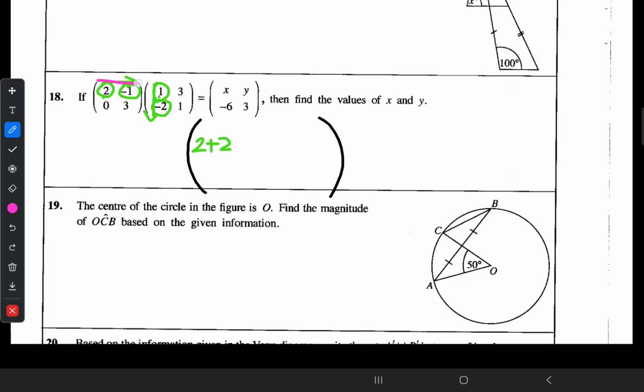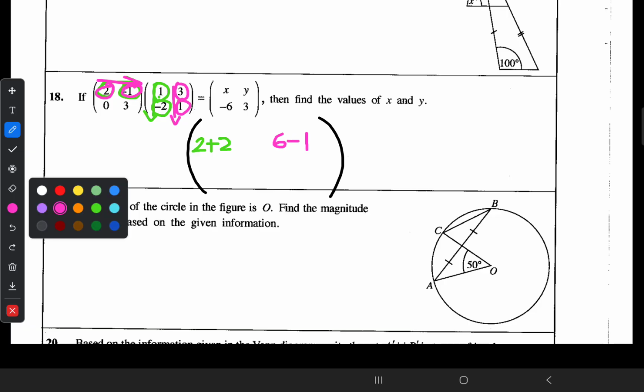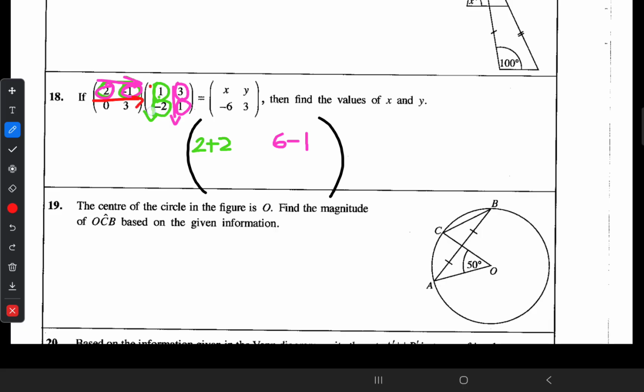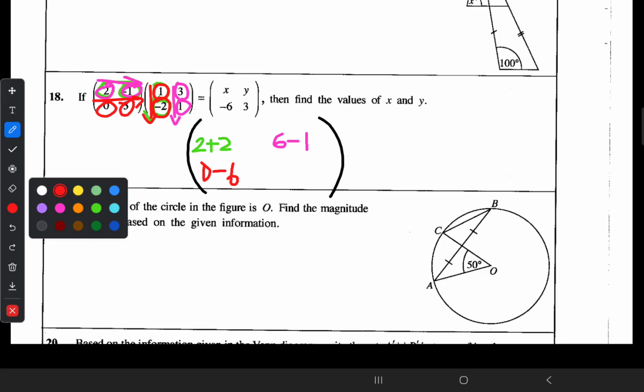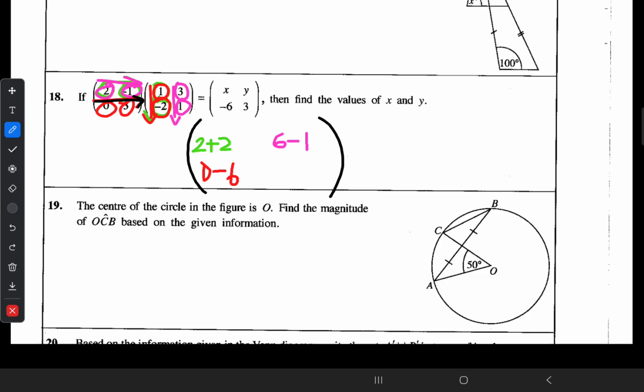Likewise, the first row should be multiplied with the second column. 2 times 3, 6. Negative 1 times 1, negative 1. Next, the second row should be multiplied with the first column. 0 times 1, it's 0. 3 times negative 2, it would be negative 6. Then finally, the second row should be multiplied with the second column. 0 into 3, 0.